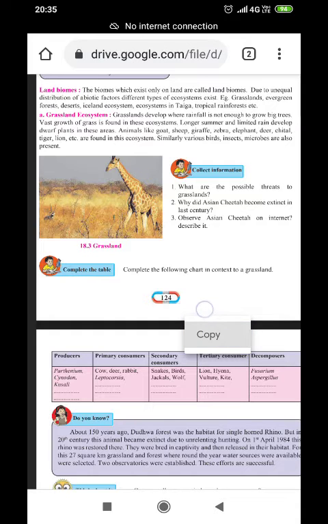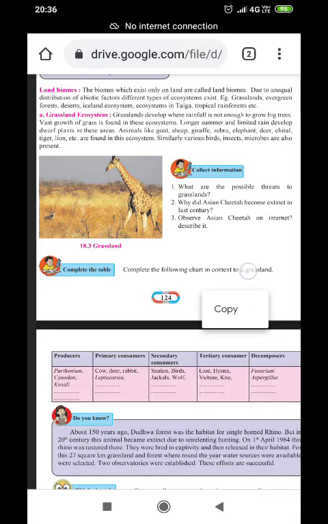Now, first of all, the grassland ecosystem. Grassland develops where rainfall is not enough to grow big trees. Vast growth of grass is found in these ecosystems. Longer summers and limited rain develop dwarf plants in these areas. Animals like goat, sheep, giraffe, zebra, elephant, deer, cheetah, tiger, lion, etc. are found in this ecosystem. Similarly, various birds, insects, and microbes are also present.